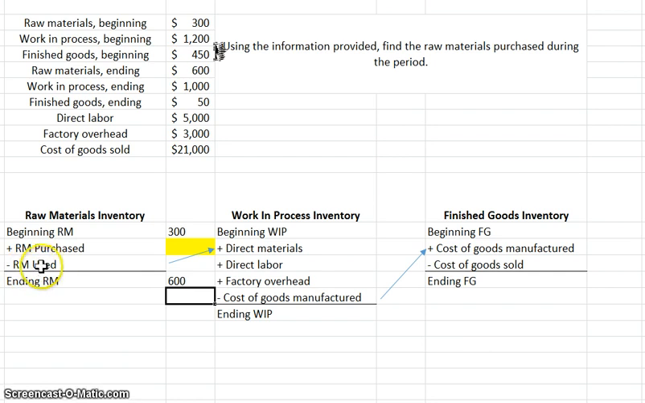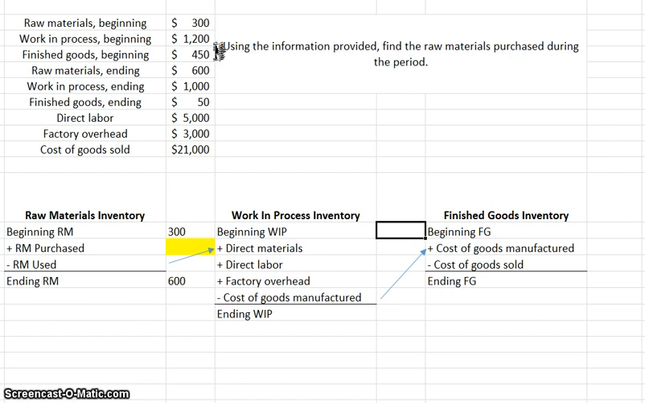Since that is not provided, we're going to have to move over to our work in process inventory. Keep in mind the direct materials that are going into this work in process are being grabbed from raw materials. There might be some indirect materials here as well, but this problem assumes that all raw materials used are direct materials. So let's see if we have all the information we need in order to find our direct materials used during the period.